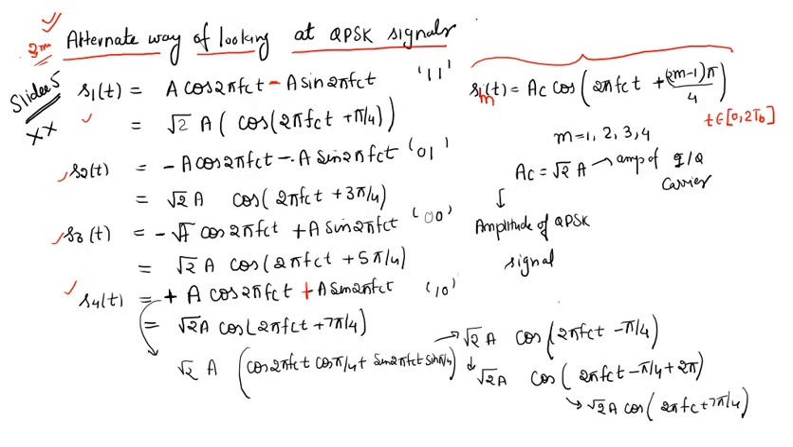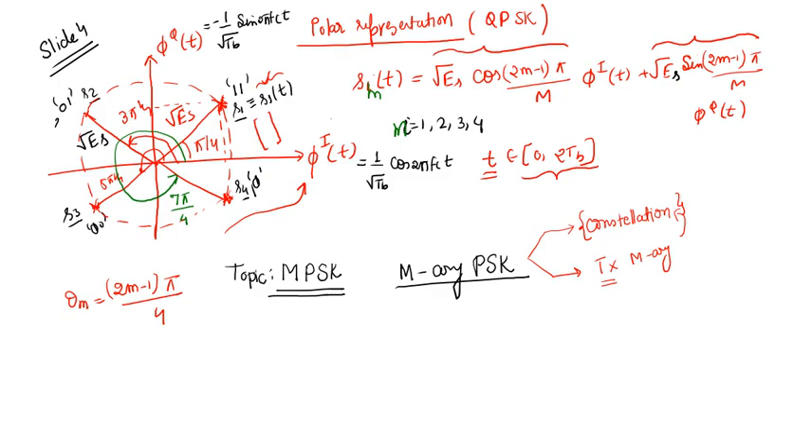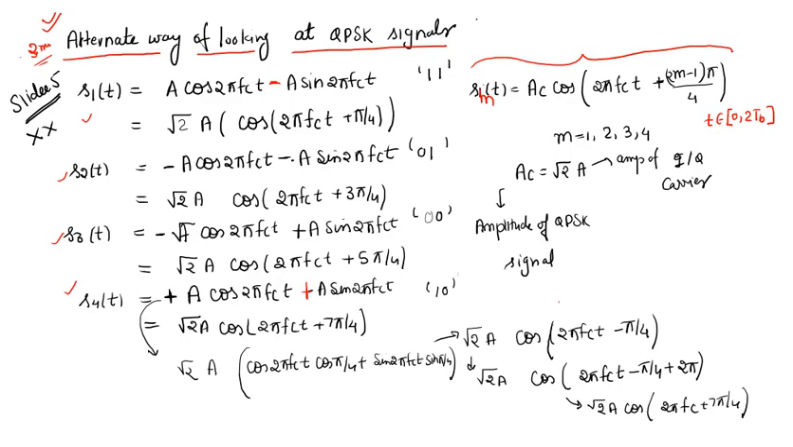Here we are not representing this signal in terms of basis functions, but here we are representing each signal in terms of basis functions. But physically both are the same. We have already discussed that Ac is root 2 times the amplitude of the in-phase and quadrature-phase carrier.